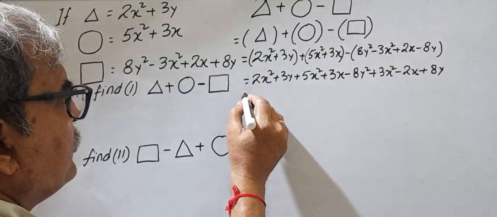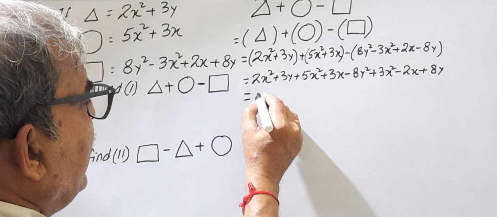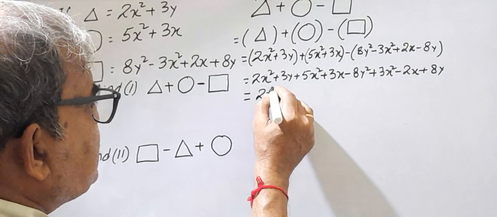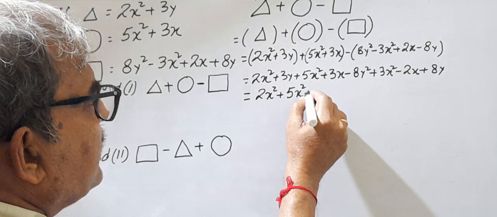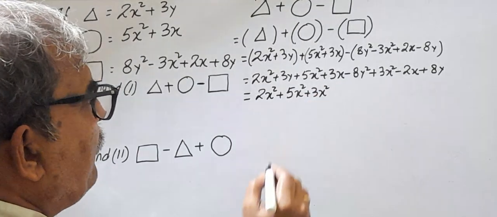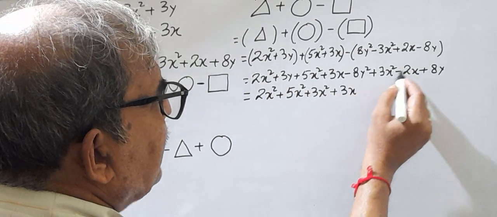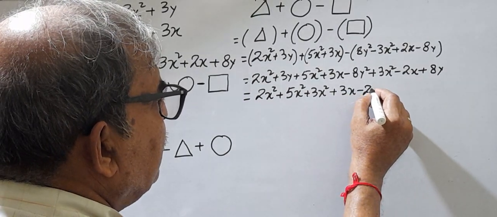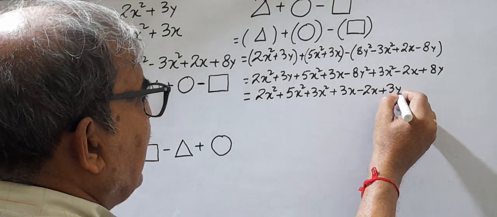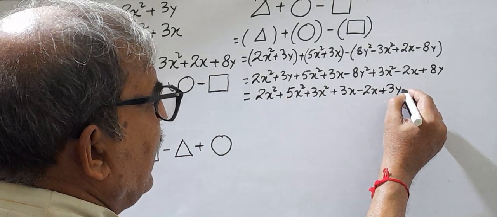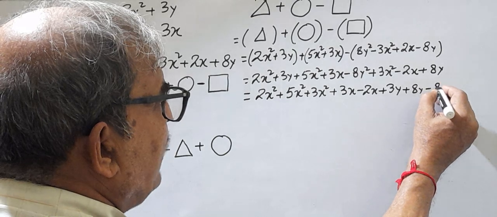It is very clear. Now you see how many x square are here: 2x square and 3x square and 5x square. You bring all x square just adjacent like this, 5x square and this is plus 3x square. And now you bring all x, plus 3x, and the other x is minus 2x. Then you bring all y, this is plus 3y. You try to write like this, 3y, then plus 8y. And the rest is only minus 8y square, you write here 8y square.